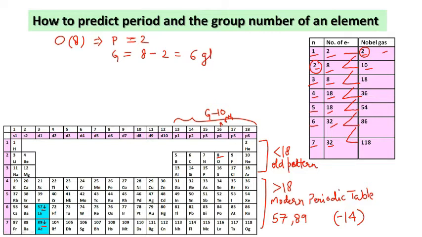If I just want to predict the electronic configuration of, say, vanadium 23, then the period for this will be, because this 23 is more than 18 and less than 36, the fourth period, and the group number will be equal to the atomic number minus the last noble gas configuration, which is 18. So here we will have group number five.